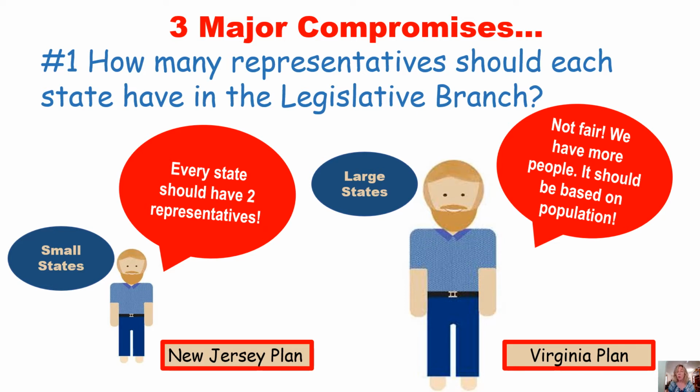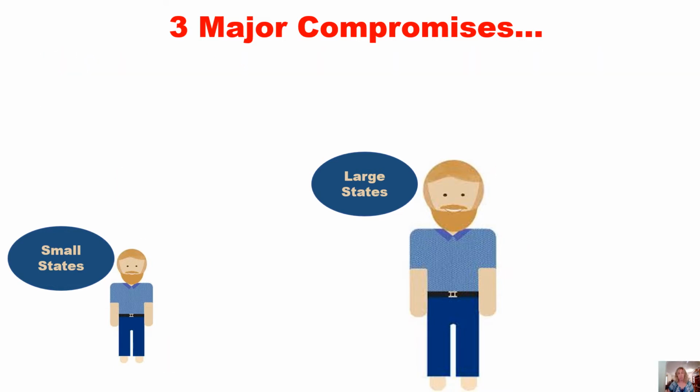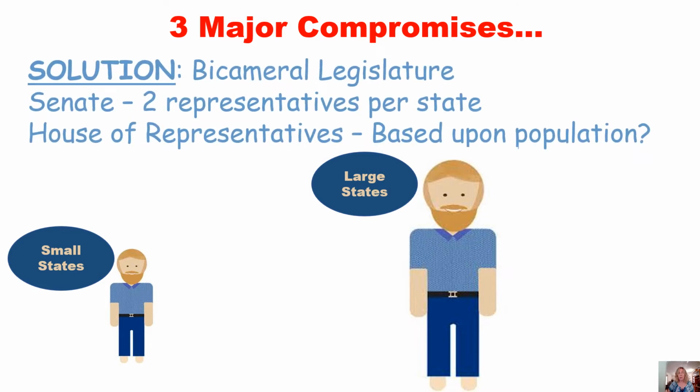Smaller states have smaller populations and will be unevenly represented if everybody has the same number of representatives. New York has a huge population. Why should they have the same number of representatives as a small state with much fewer people? So what solution did they come up with?